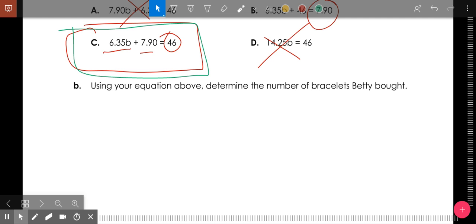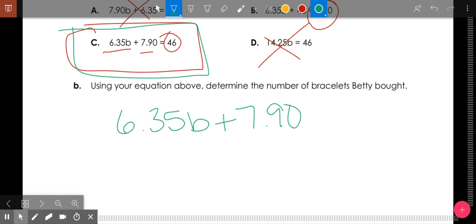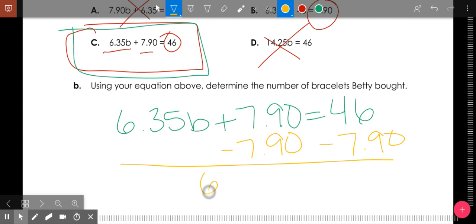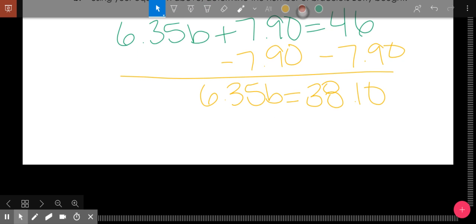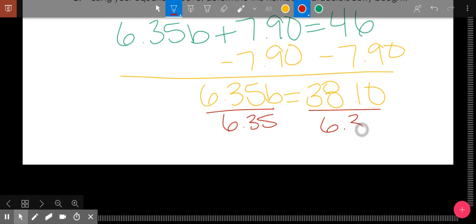Then it says use the equation from above. So whichever equation you pick to determine the number of bracelets Betty bought. So I have 6.35B plus 7.90 equals 46. Subtract 7.90, subtract 7.90. I get 6.35B equals 38.10. Like I said, I had a calculator doing this, which you guys will have on the test. And then the next step is divide by 6.35. Divide by 6.35. B will equal 6.